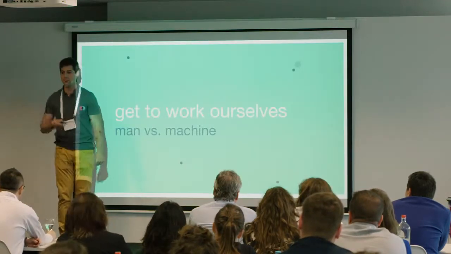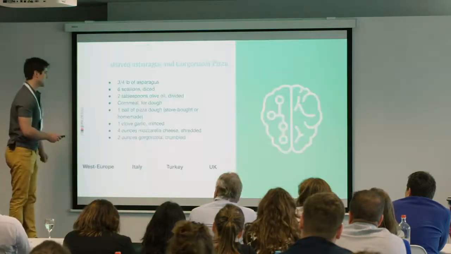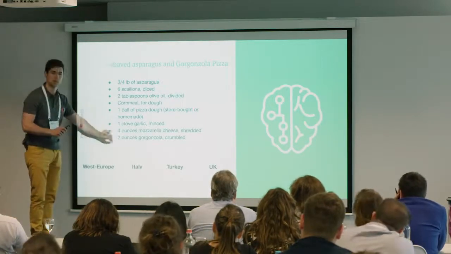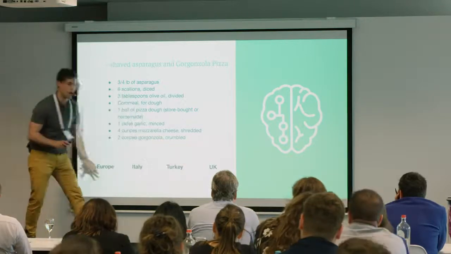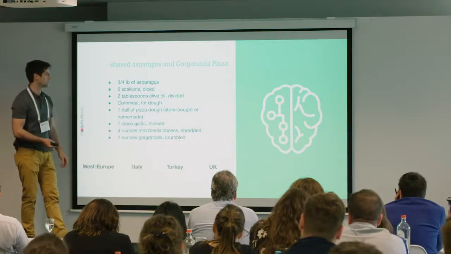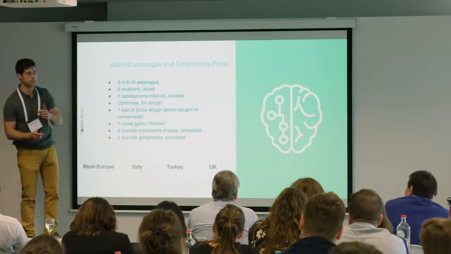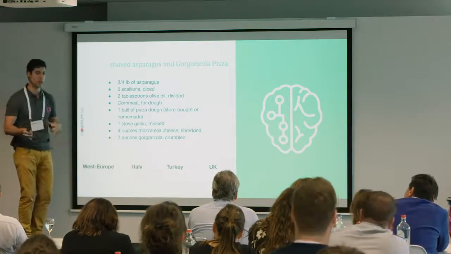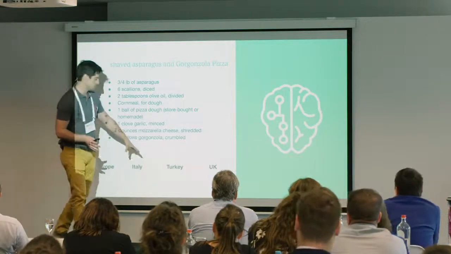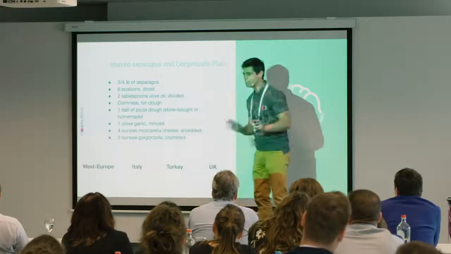Now, to see how efficient of learners you guys are, we've added a little quiz. So I have each time a recipe with a title, some ingredients, and I present to you each time 4 options about a certain dish type or course type. So for the first one, we have shaved asparagus and gorgonzola pizza with a number of ingredients, and you guys have to guess if it's more Western Europe cuisine, Italian cuisine, Turkish cuisine, or UK cuisine. Super difficult.